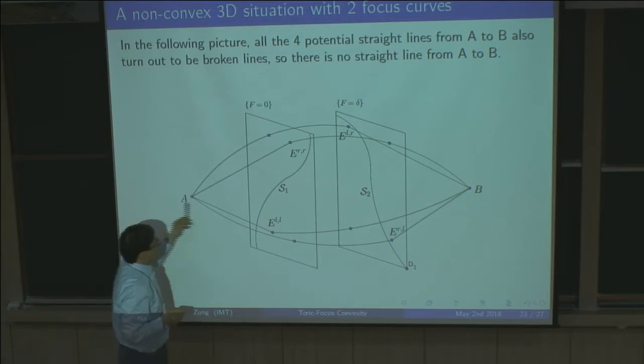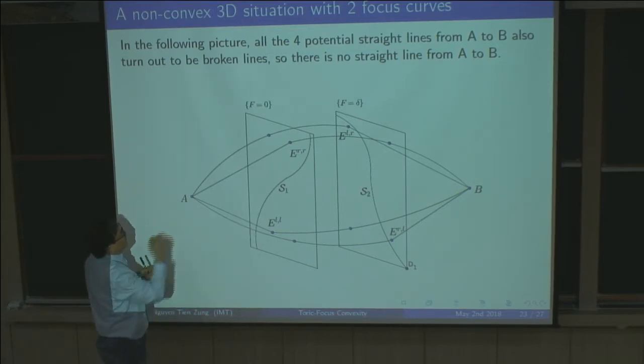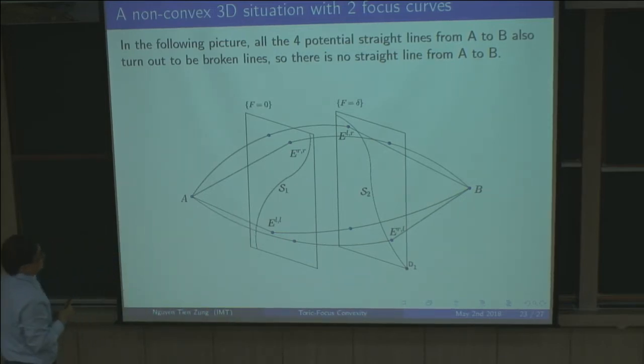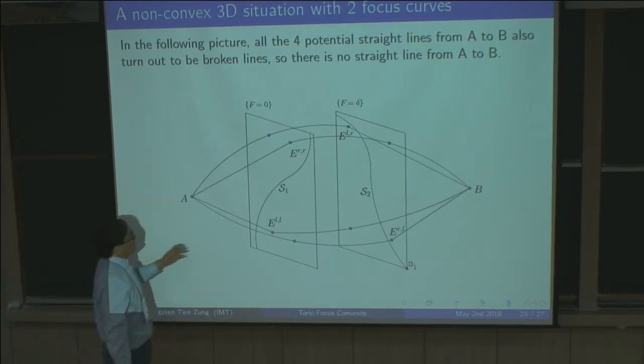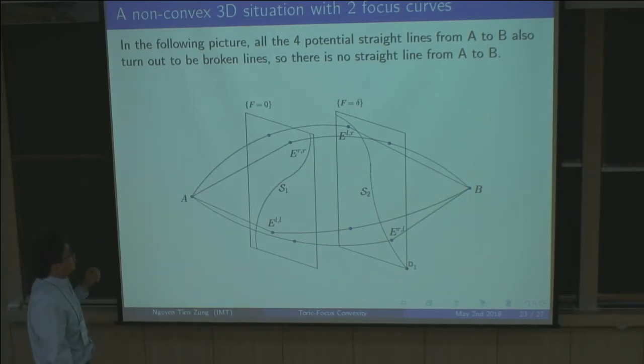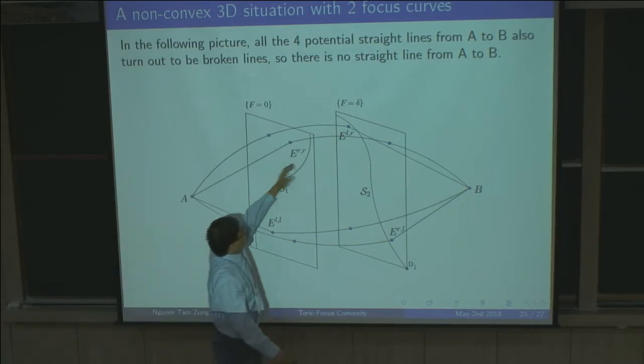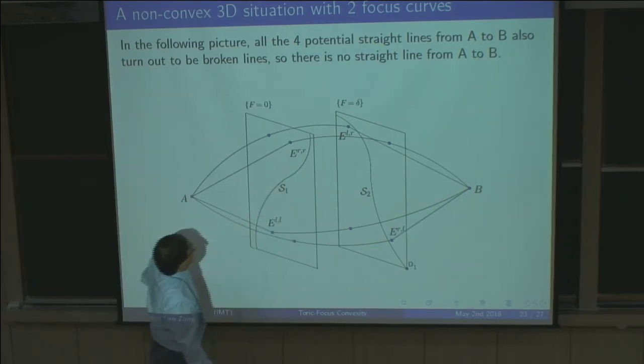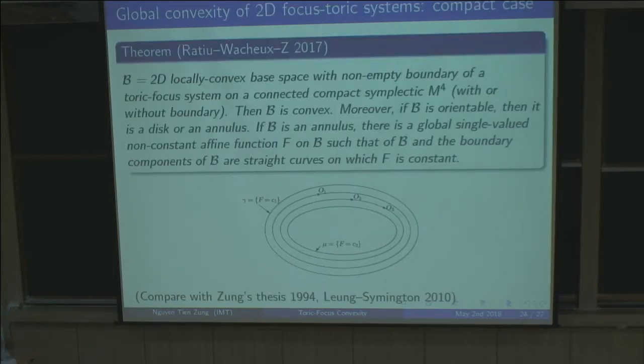And you look at those choices which are really straight, not broken. If there is at least one which is really straight, then it gives you a characteristic from A to B. But you can construct an example where all four choices here are broken. It is also due to monodromy. Why? Because if these curves are a bit different, then you can always at least have one from A to B. So let me show you this.